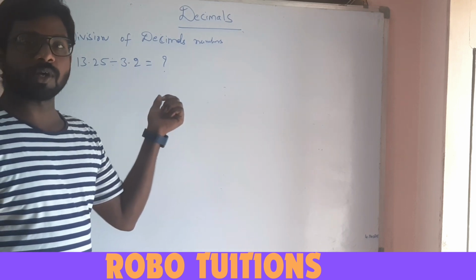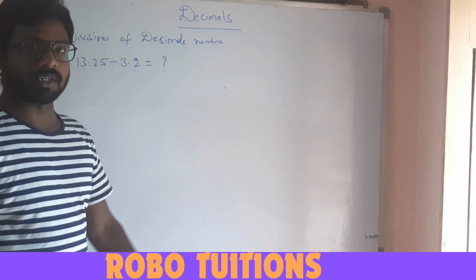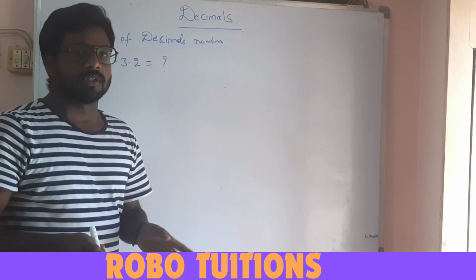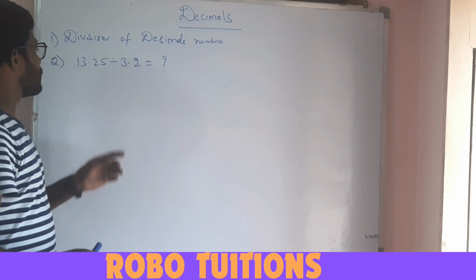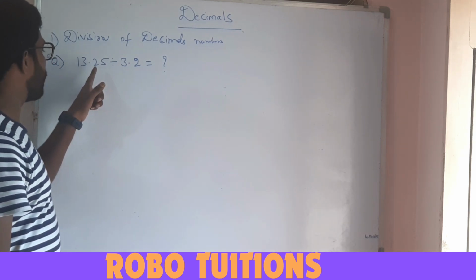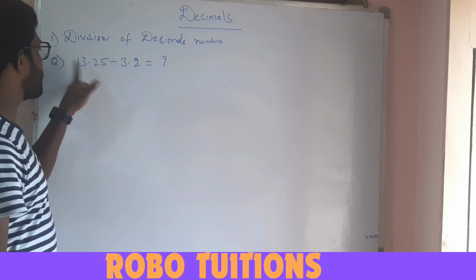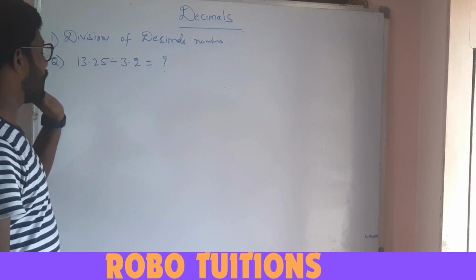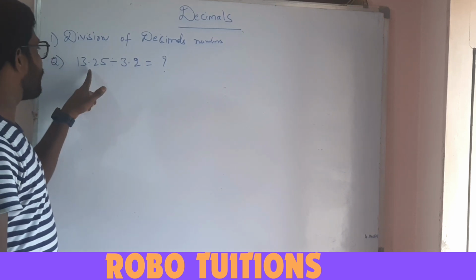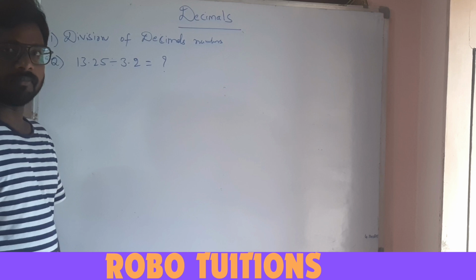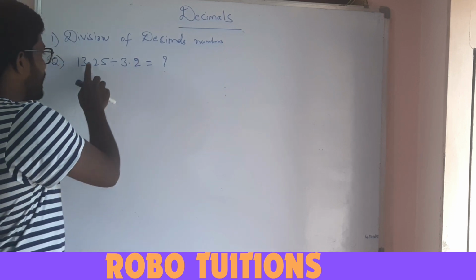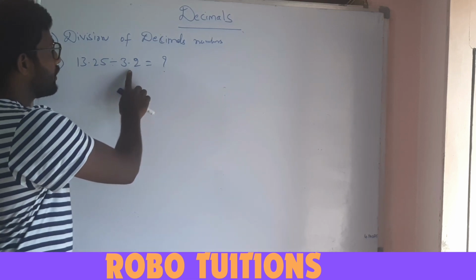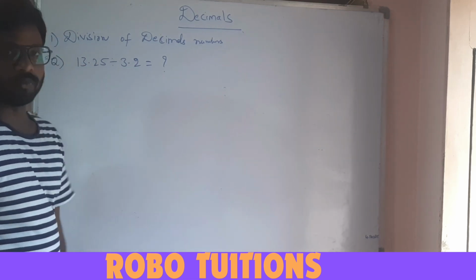Here you observe that both are decimal numbers again. But what is the difference between the previous problem and this problem? In the previous problem there was only one digit after the decimal point. Here, in the numerator, after the decimal point there are two digits, and in the denominator after the decimal point there is only one digit, that is the value 2.